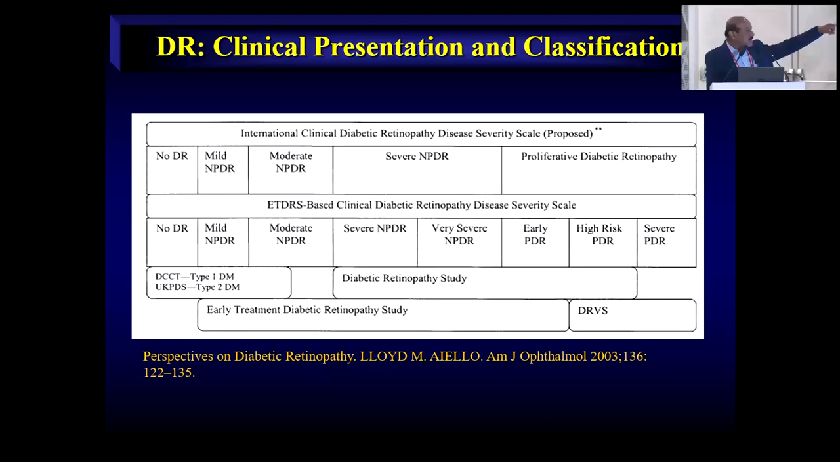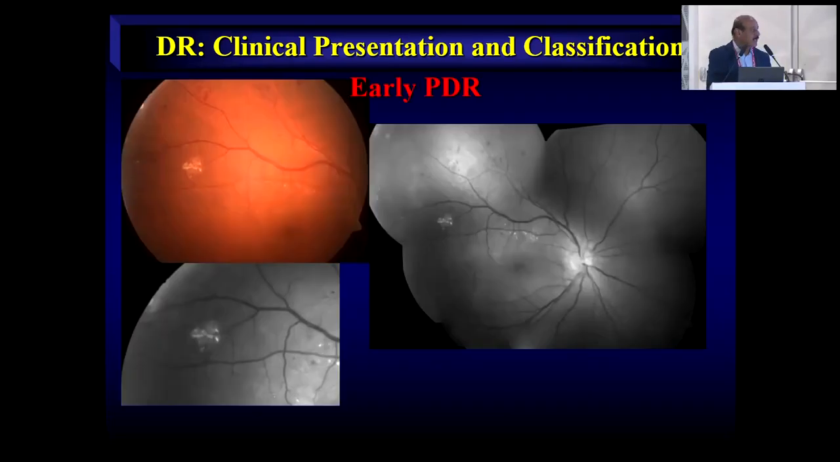If you see combined everything: no diabetic retinopathy, mild non-proliferative, moderate, severe non-proliferative, very severe non-proliferative, early, high risk, and severe proliferative diabetic retinopathy. Proliferative diabetic retinopathy also has 3 classifications you need to identify. Then early proliferative, any proliferation, even if it is mild, means it's already proliferative diabetic retinopathy. It requires either laser treatment or, in newer studies, anti-VEGF injections if the patient is coming for regular follow-up.